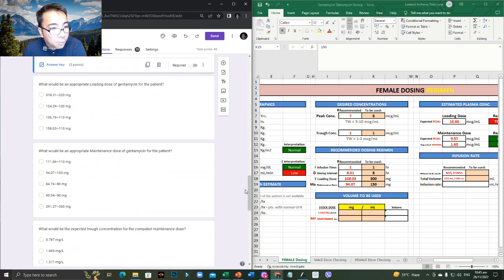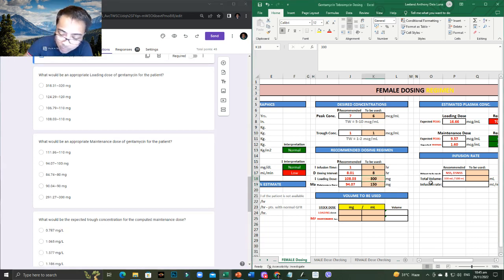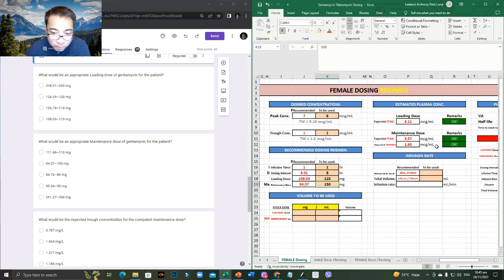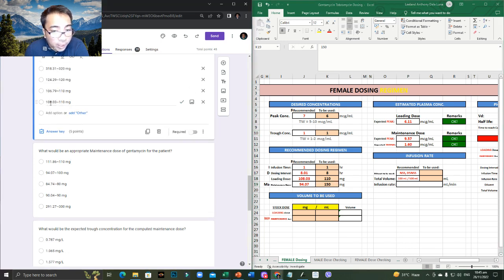Alright. So, next one. What would be an appropriate loading dose for gentamicin? The appropriate loading dose, class, would be 108.03 here. Okay? Of course, we don't have a dose like that, so we can round it up to 110, which gives a peak concentration of 6.11. So, okay, that's fine. That's an okay peak concentration. So, for this one, the correct answer would be 108.03, or just give 110 milligrams.